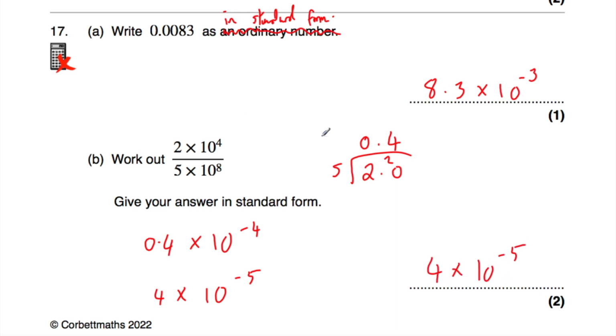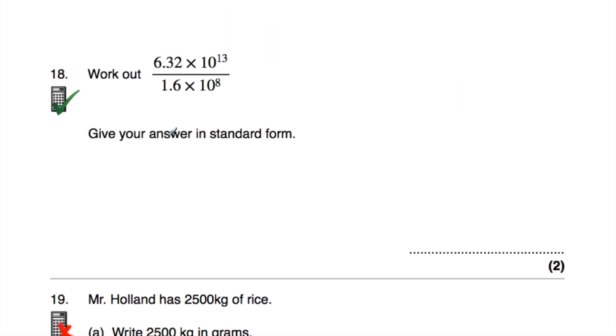And that's it. Okay, let's look at our next question, question number 18. It's a calculator question, so I'm just going to turn on my calculator. And we've got the line here for fractions. I'm just going to press the fraction button, and I'm going to type this in. So I'm going to type in 6.32, and then press the standard form button, and then do it to the power of 13, and then press down, and now I'm on the denominator, and I can type in 1.6, the standard form button, and to the power of 8, and then press equals.